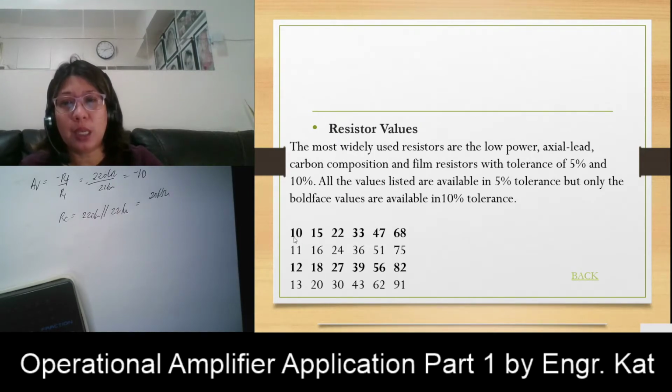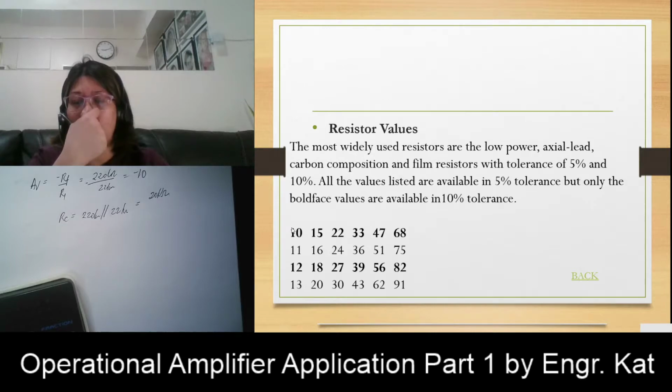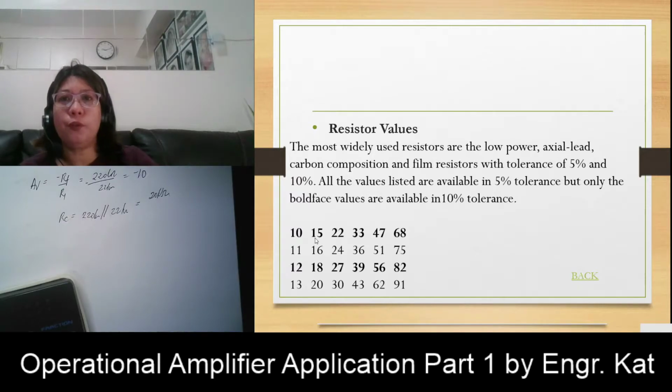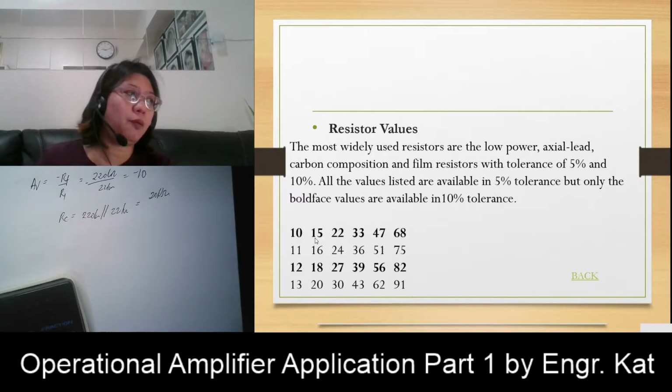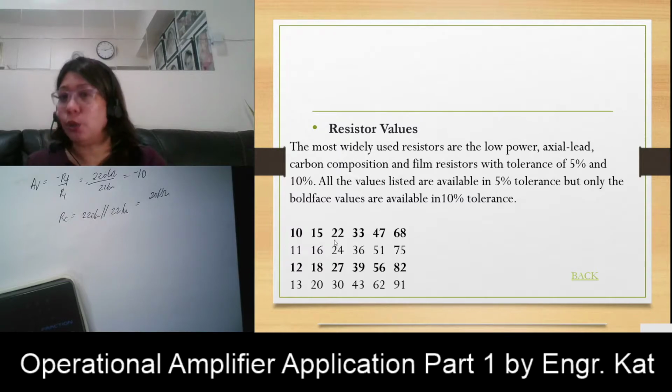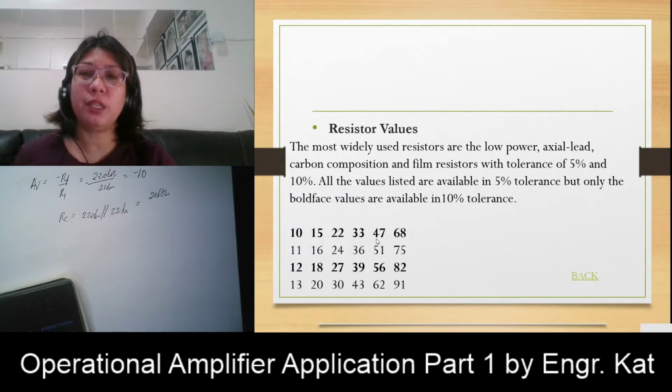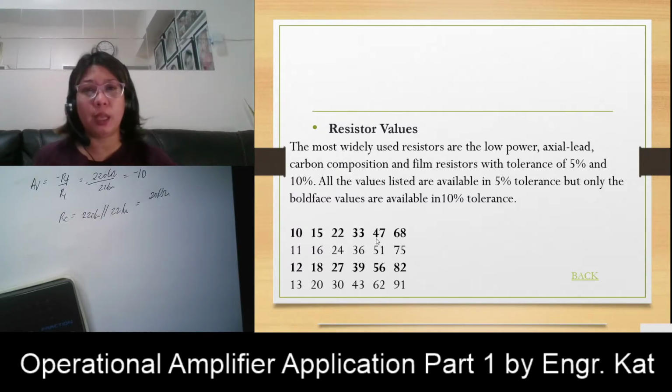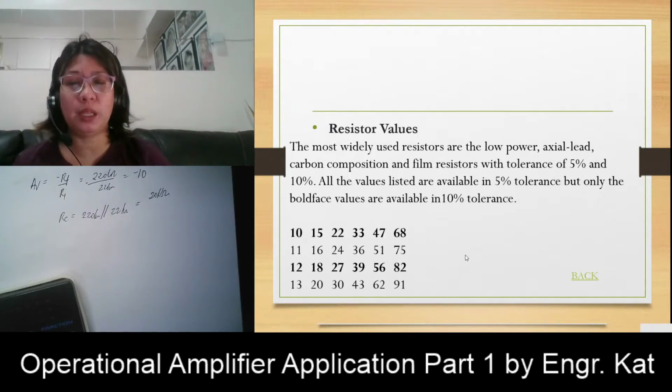Okay, so this is included in our option. You can also make use of 150 kilo ohms and 15 kilo ohms for your R1, so that can still give you a gain equivalent to -10. So you can make use of 470 kilo ohms and 47 kilo ohms. That will still give you a gain which is equivalent to -10.